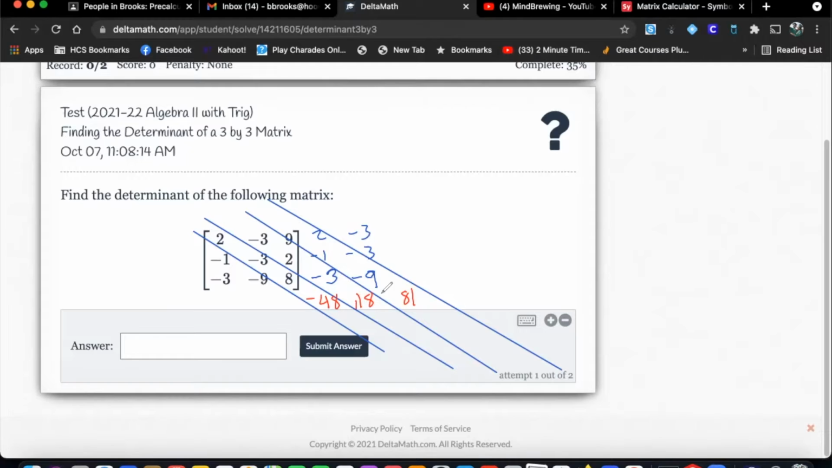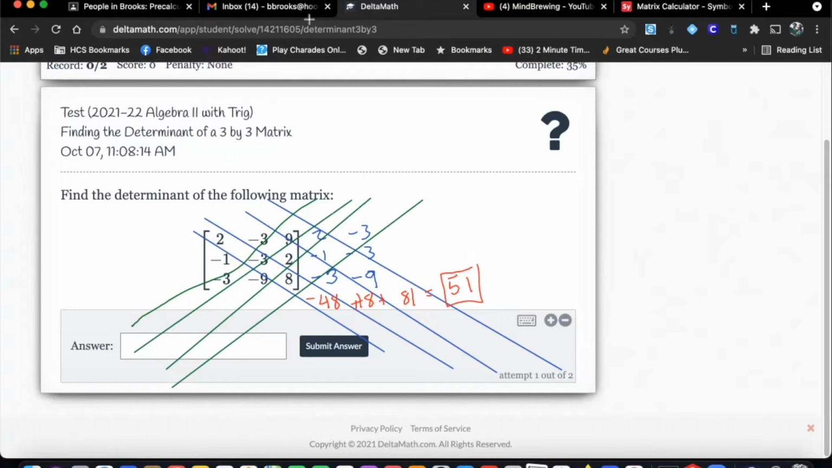And if I add all these up, then I get 99 minus 48, which is 51. All right. So those are the forward ones. Now we're going to do the backwards ones, or we're going to subtract the backwards ones. So here are the backwards ones.